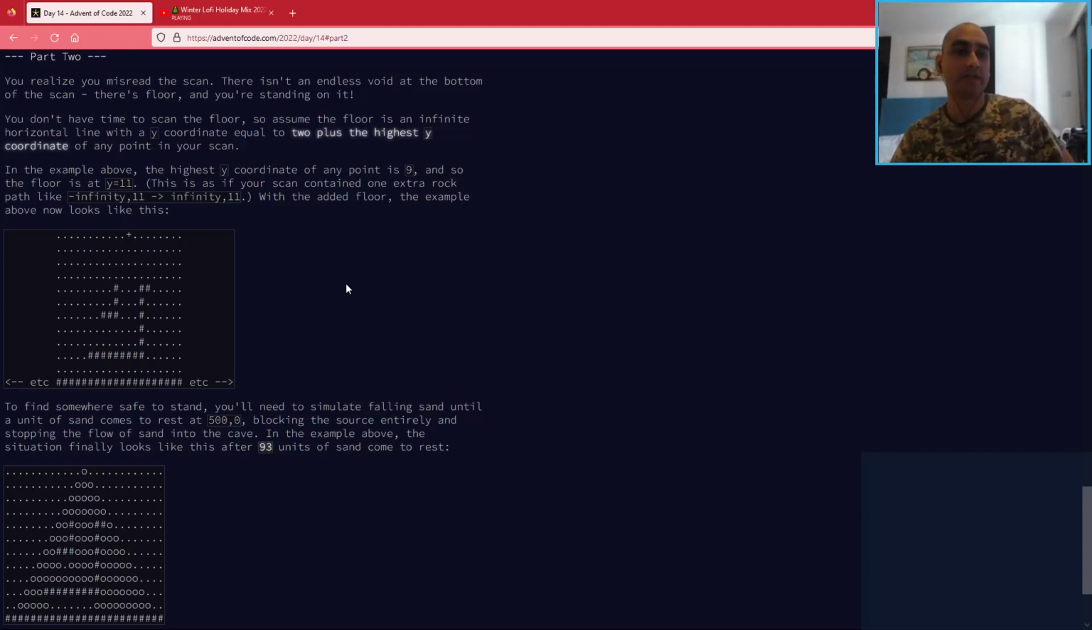Alright. You realize you misread the scan. There isn't an endless void at the bottom of the scan. There's floor, and you're standing on it. You didn't notice what you were standing on? You don't have time to scan the floor, so assume the floor is an infinite horizontal line with a y-coordinate equal to 2 plus the highest y-coordinate of any point in your scan. They say highest, but they mean highest value of y, but lowest altitude. Okay.